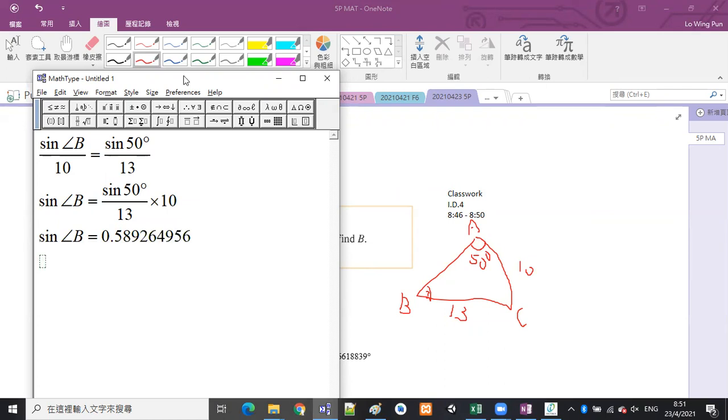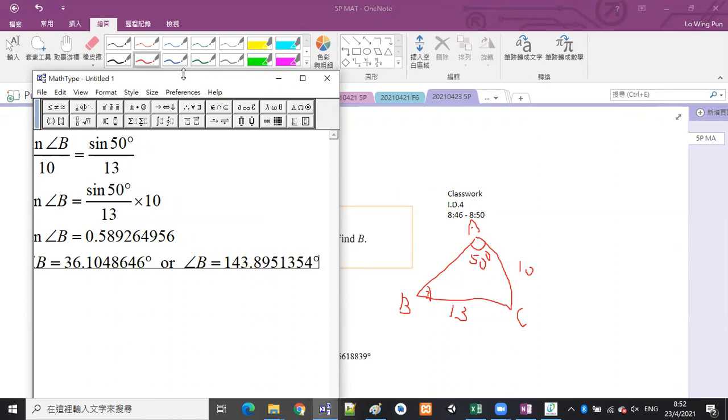And then angle B is shift sine of this number. That should be 36.1048646 degrees. Or angle B is equal to 180 degrees minus this number. That should be 143.8951354 degrees. Okay, so when you have got 2 answers, you need to check.